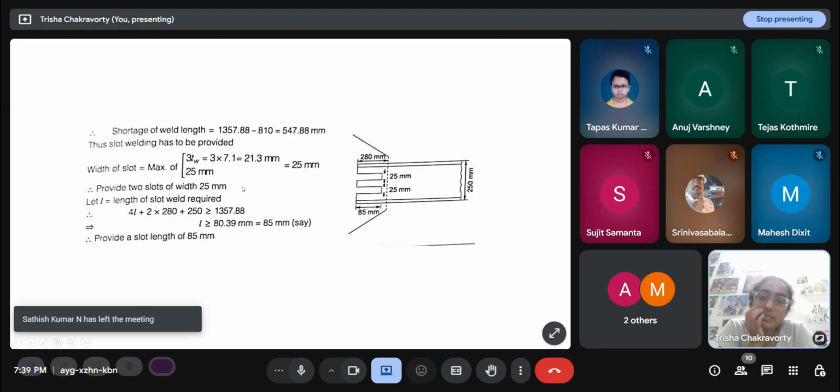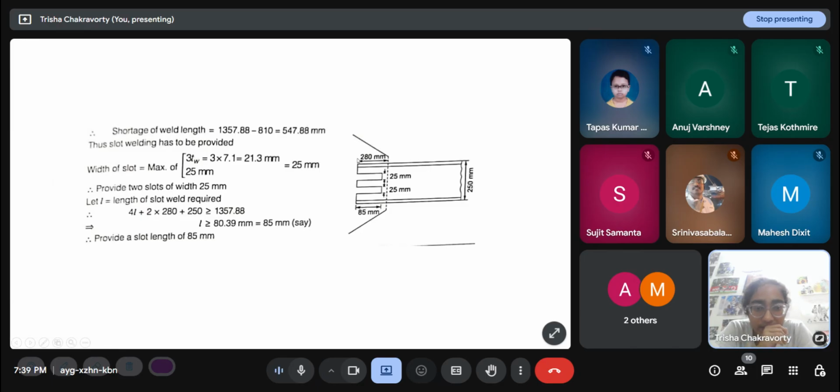So we provide two slots of width 25. So the total length now is, so this is 280, this is the 280 and 280 we have already got, and this 250 also stays, but we get four extra lengths here. So this additional length has to be made up by the 4L. So divide this by 4 and we get 80.39. Since it's greater than 80, we always have to approximate on the safer side. So we increase it to 85 and 82 also, you could say.